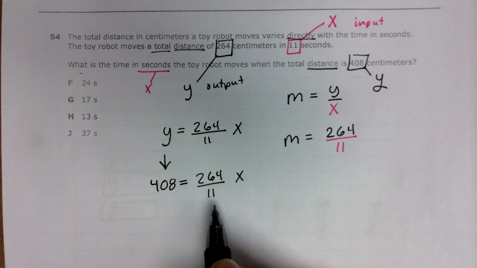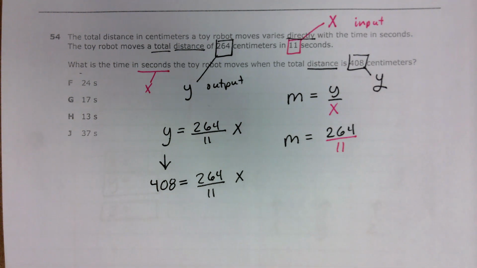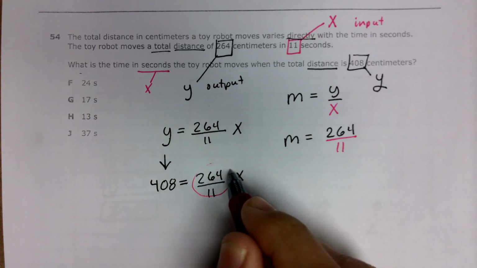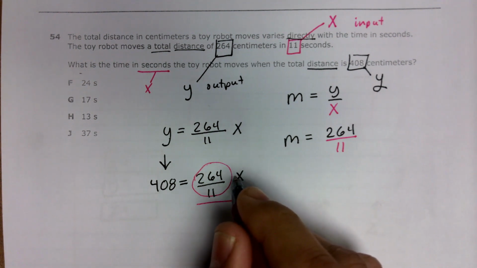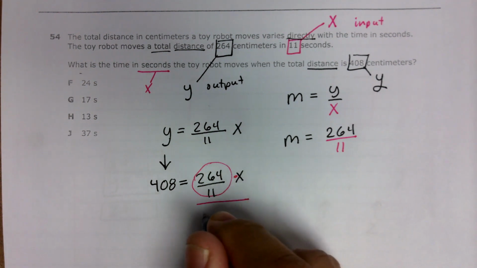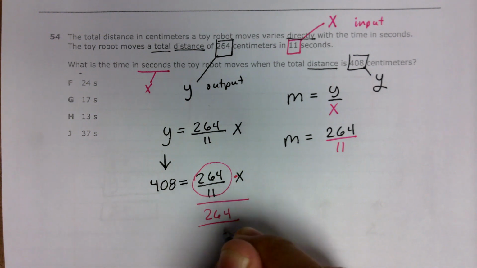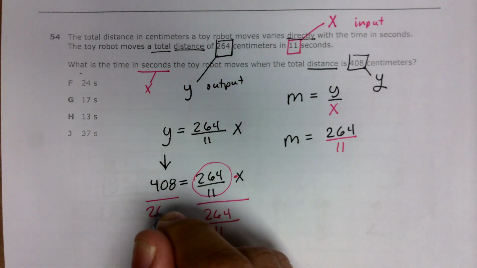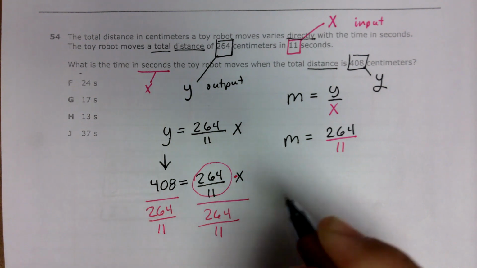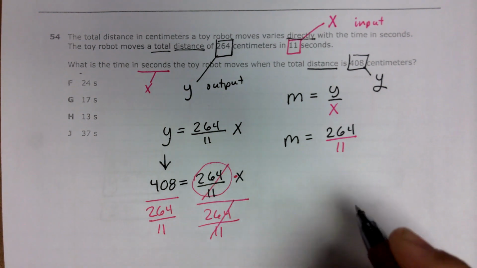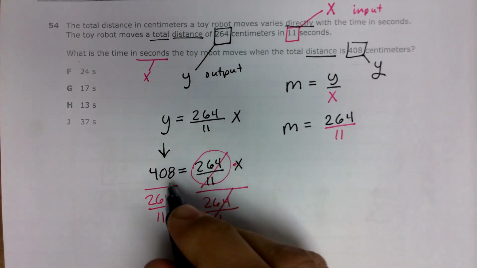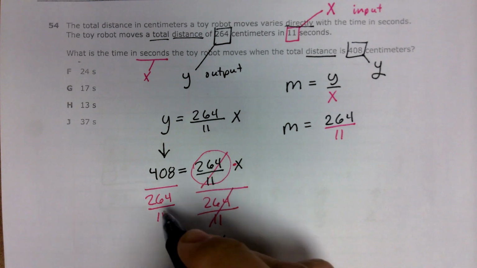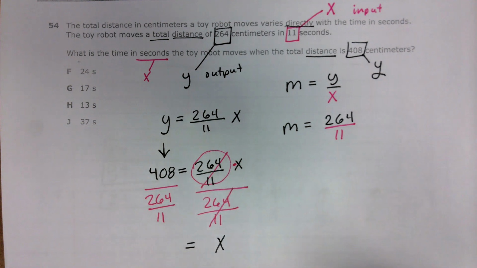Now we're going to use inverse operations to solve this. This is my coefficient of x right now. Even though it's a fraction, it's just a coefficient being multiplied to the x. So I'm going to divide it out to move it to the other side, and I'm going to divide it into both numbers. It cancels on the right side, and I'm simply left with x equal to 408 divided by 264 over 11.